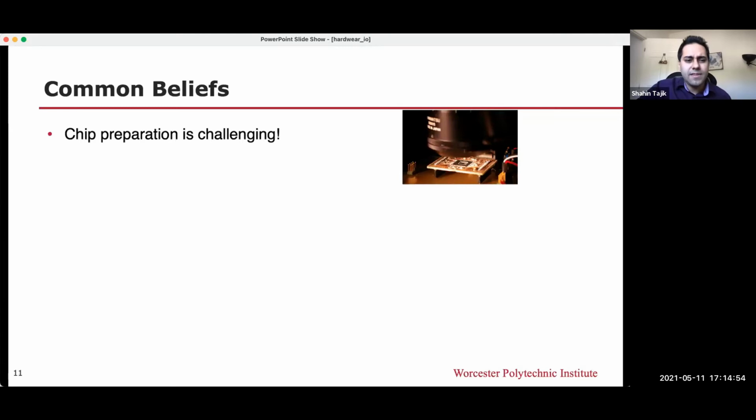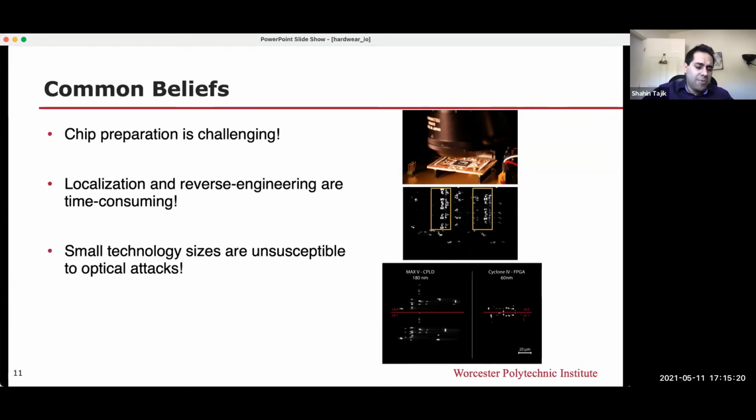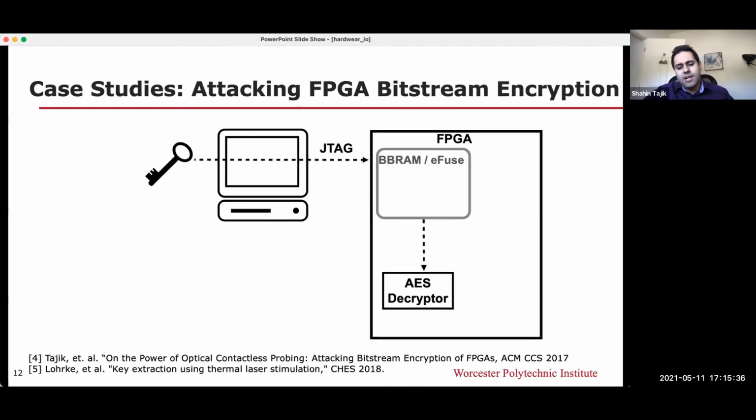But after those early days, whenever we had some presentations in some conferences, everybody was telling us it's very nice academic work, but in the real world, probably the chip preparation is a little bit challenging, and you need to have your custom PCB. Localization and reverse engineering are time consuming, especially on most recent chips with millions or billions of transistors and gates. Probably smaller technologies are not susceptible to optical attacks. And in general, having the equipment to conduct this kind of attacks is probably very expensive, which makes these attacks non-realistic.